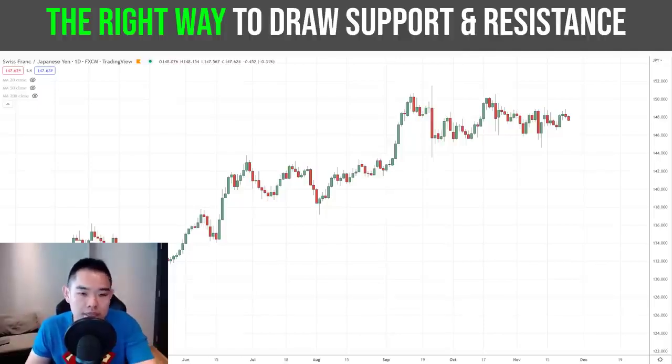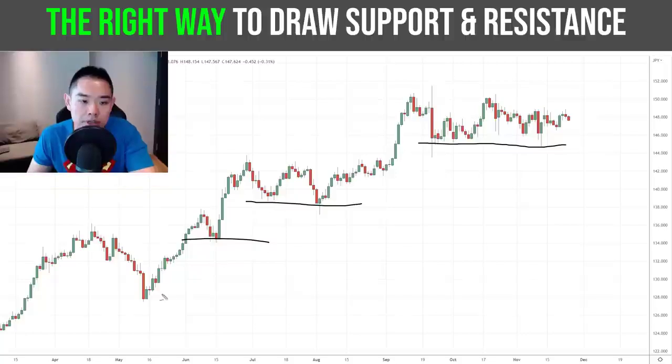Okay, and the way I'll do it is that I'll pay attention to the two most recent swing points. What do I mean by this is that this is what I call a swing point. This is what I call a swing point. This is a swing point. This is a swing point. So I'll pay attention to the two most recent swing points when the market is in an uptrend. I'll explain why shortly. And how do I draw support is like this, right?